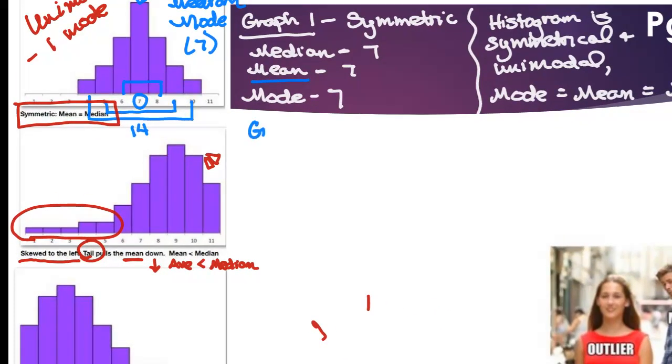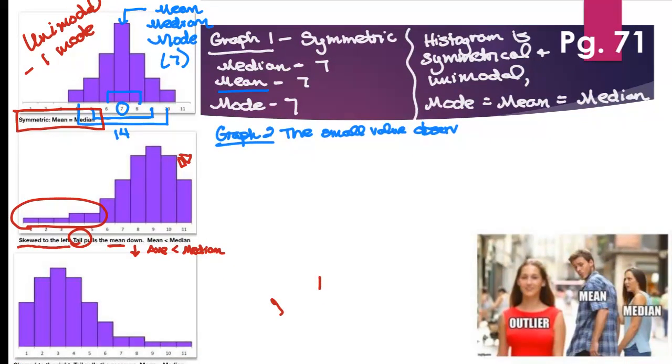So here for graph 2, the median, actually this isn't graph 2. Well, it is graph 2. I'm going to write this down. The small value observations, which are your numbers 1, 2, 3, 4, and 5.